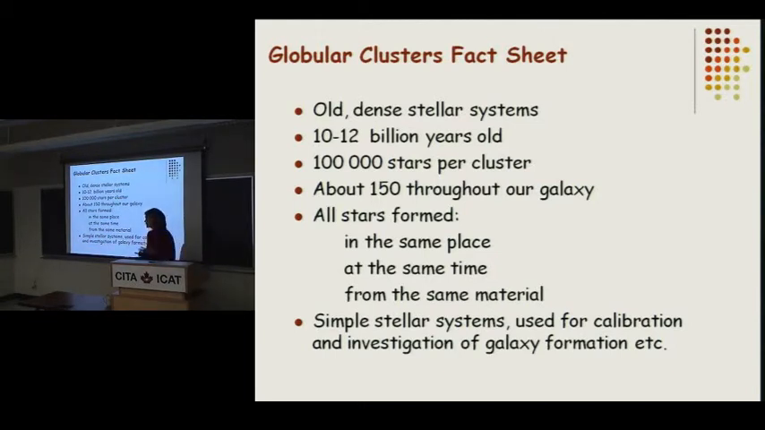We can use them for calibration of spectral synthesis models. We can use them to investigate galaxy formation, how the galaxy was formed, that they have come in from other things, and so on. They've also been used as ideal representations of the N-body gravitational problem, because of the point masses running around in the gravity. We use them to figure out stellar evolution. These are really, really boring.